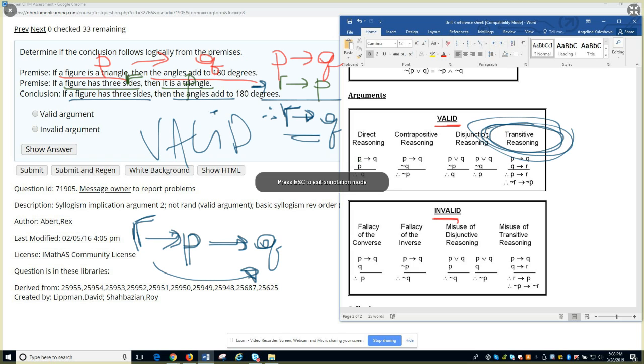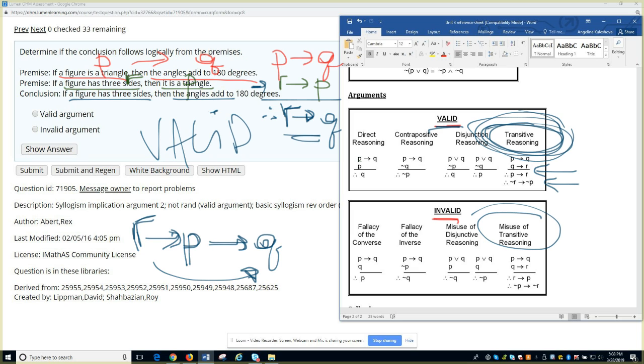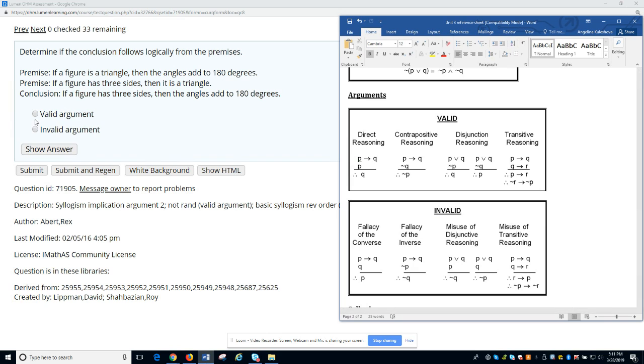But notice with the transitive reasoning, the valid form of it, or the misuse of it, you always have two options for the conclusion. So these two are valid, and these two are invalid. In this case, we were valid.